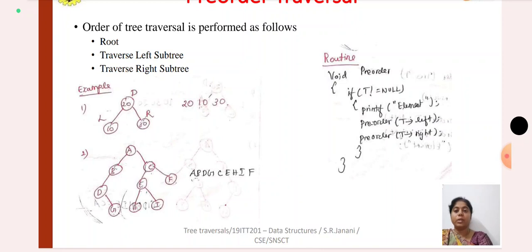For this pre-order routine, as usual, like the previous one, the difference is that in print, first we have to mention the print element. Next, pre-order on the left side and pre-order on the right side. This is the routine for the pre-order traversal.